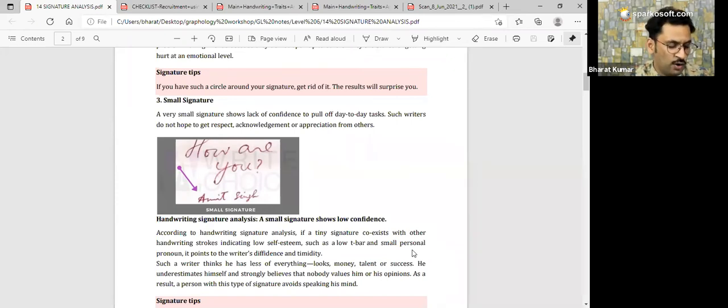Aditi, yes, you have to work on the gap. The gap is very high in the signature. Disconnection is more.